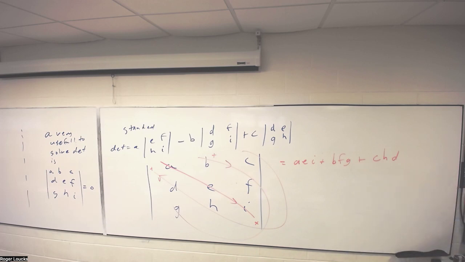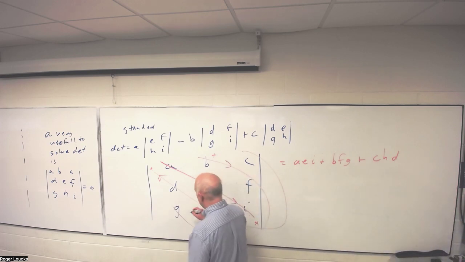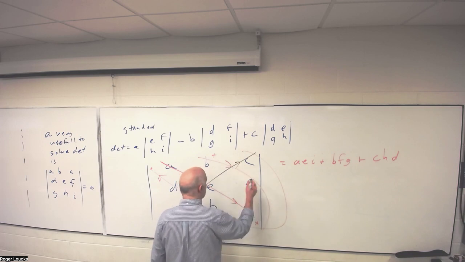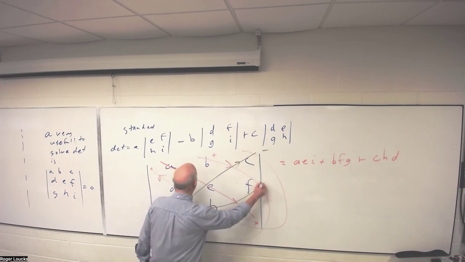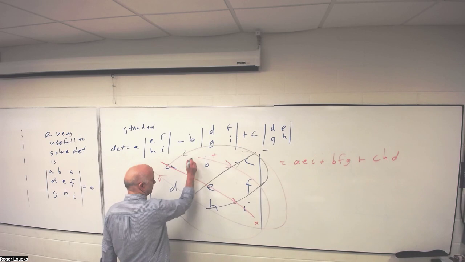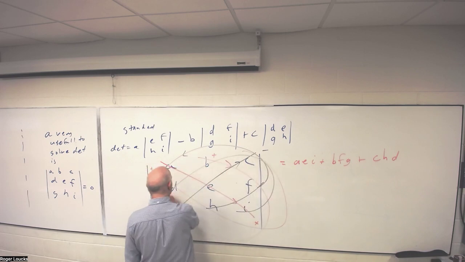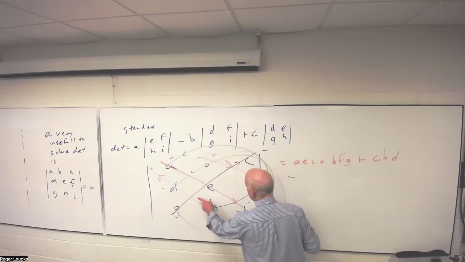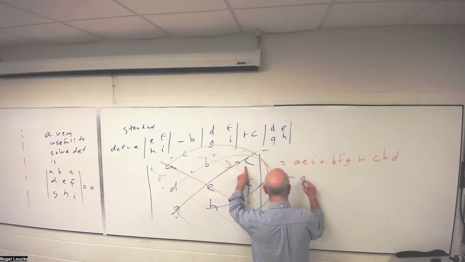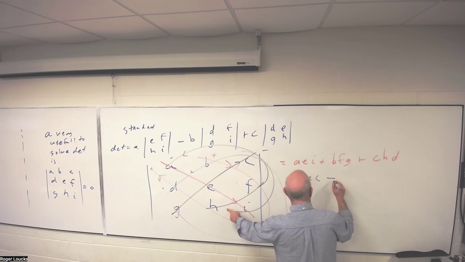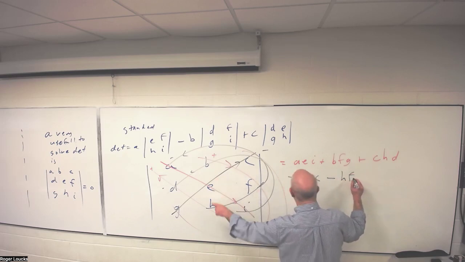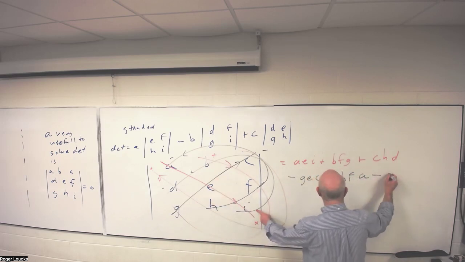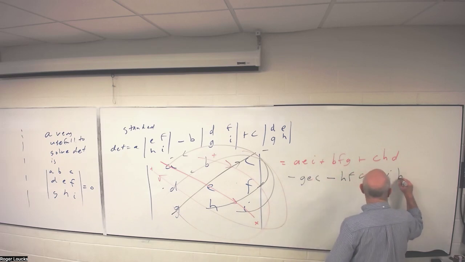So we have that. Then we do the same thing in the other direction. This guy, that comes under the minus sign, this guy, and then this guy here. They all come in with minus signs. Then minus G, E, C, minus H, F, A, minus I, B, D.